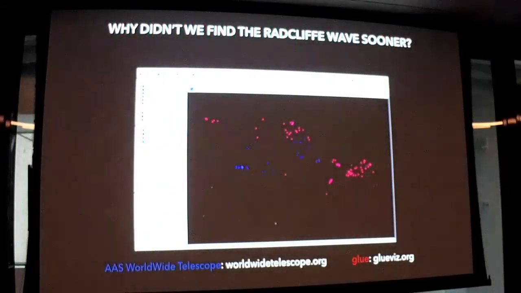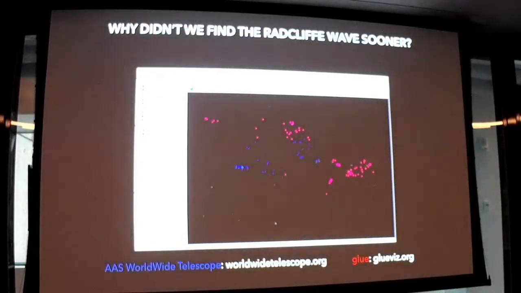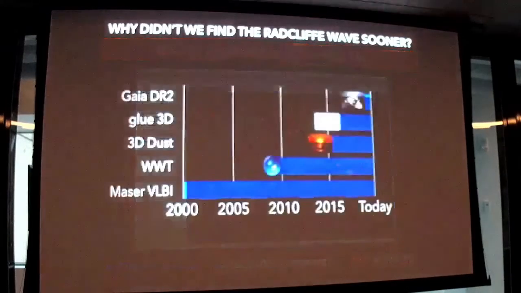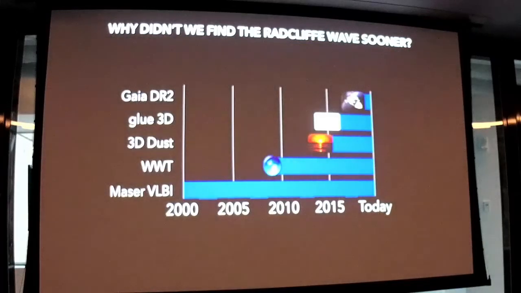And just for fun, here's WorldWide Telescope in GLUE again, and this is a good way to explain why we didn't find this humongous structure in space sooner, because if you only look at it in 2D, and you're not Galileo, it's very hard to figure out what this really looks like in 3D, and so you need that high-dimensional capability to go back and forth, that GLUE.